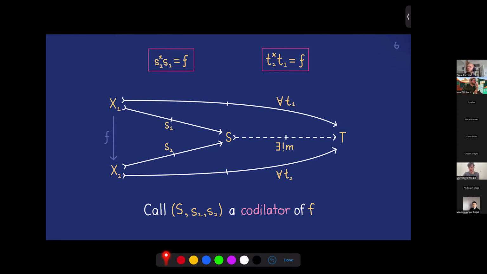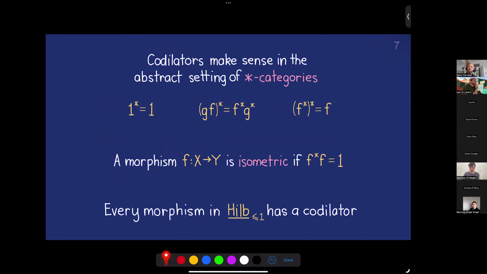But of course, I think it's good then to take a step back and see if we can generalize further. So this notion of co-dilator that I defined on the previous slide actually makes sense in any star category. By star category, I mean the same thing as a dagger category. I'm just using the star for more consistency with some other functional analysis notions. So in particular, it's a category equipped with this operation that sends every morphism F from X to Y to some morphism F star from Y to X that satisfies these axioms.